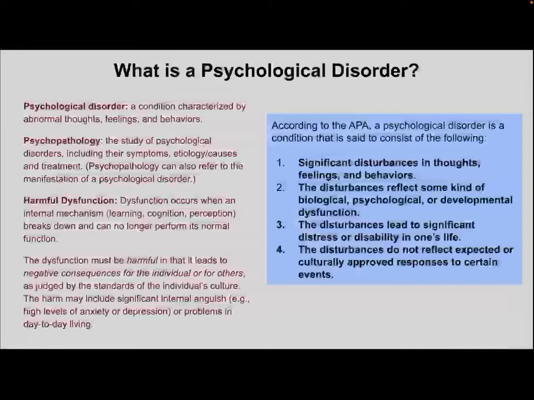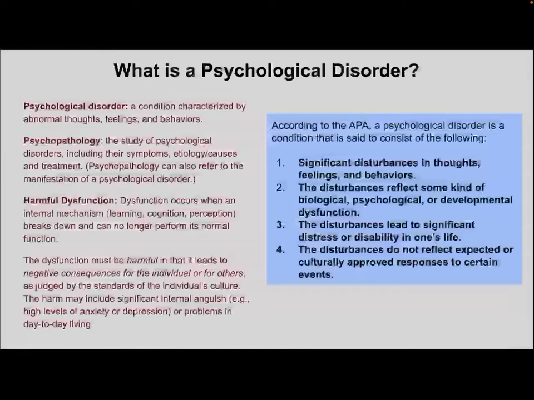So if the dysfunction is harmful, meaning that it leads to negative consequences for them or for others, as judged by the standards of their culture, then it can be qualified as a psychological disorder. So if the person has a dysfunction in thoughts, feelings, or behaviors, something abnormal, which causes harm to themselves or others, and is not judged as normal by the standards of their culture, there's a good chance that they will be diagnosed with a psychological disorder.